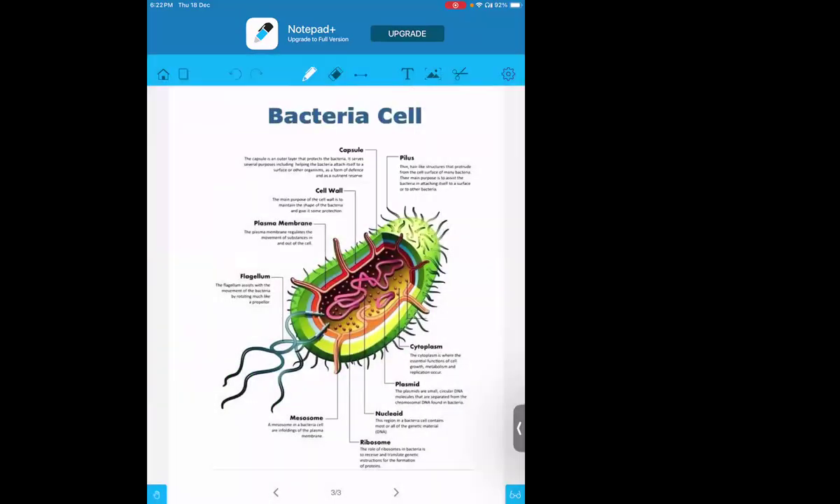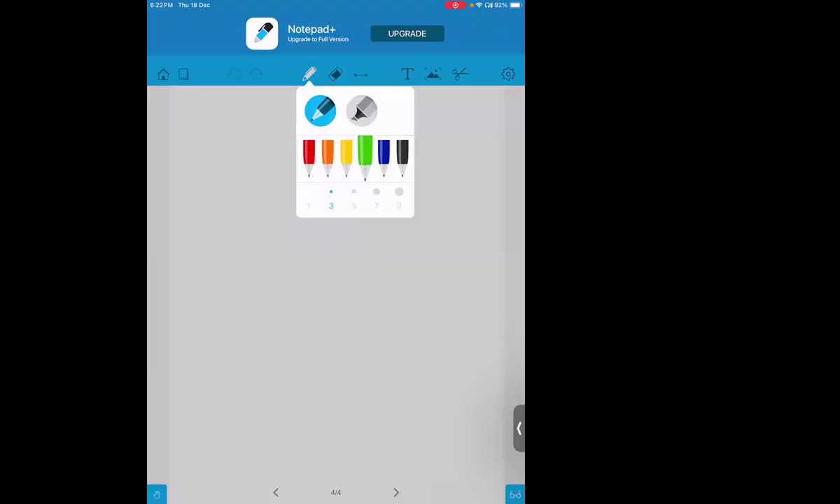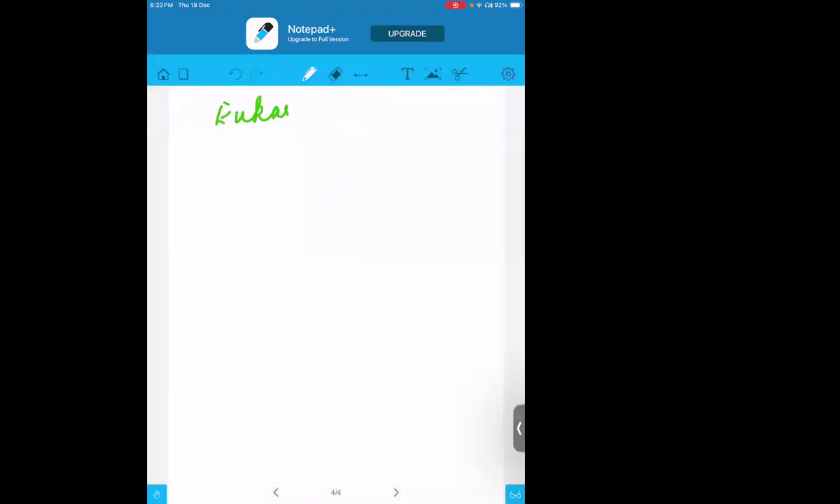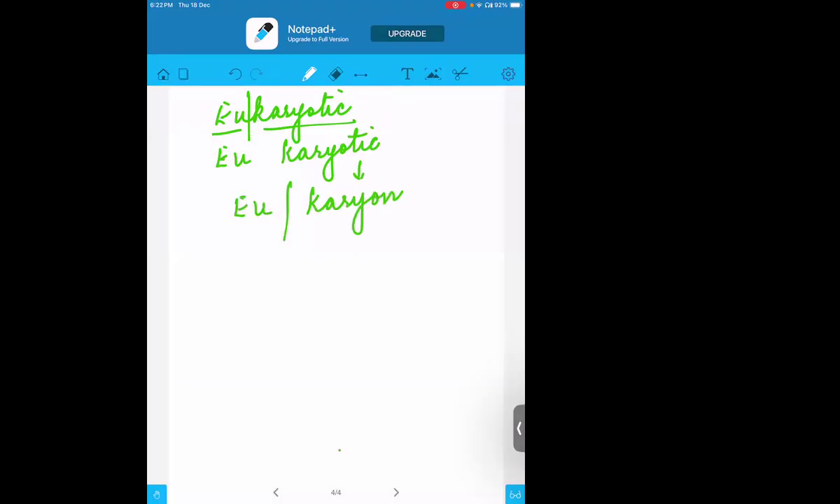Now coming to the second part, the eukaryotic cells. In this also, two words are there, eu and karyotic. And I told you, karyotic is a word derived from karyon. Srivatsa, what do you mean by karyon? Karyon means something advanced, I can say. No, karyon means nucleus. That's it. Karyon means nucleus.